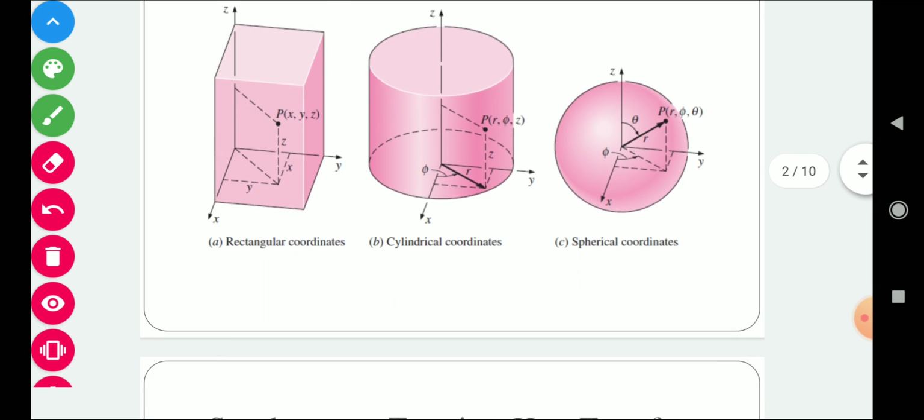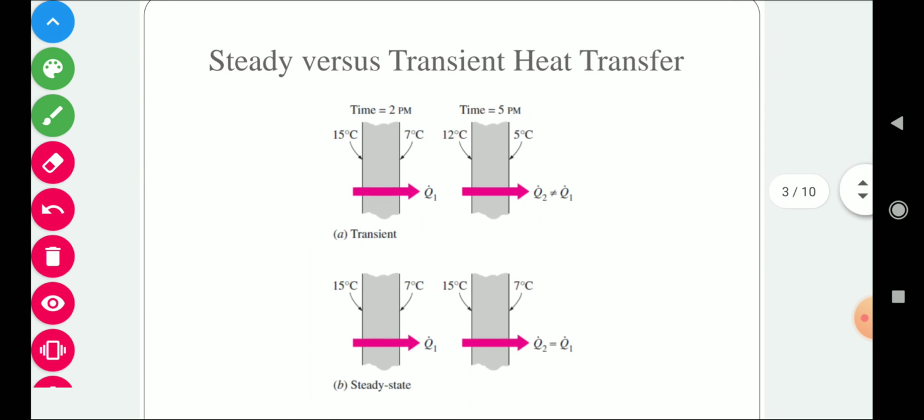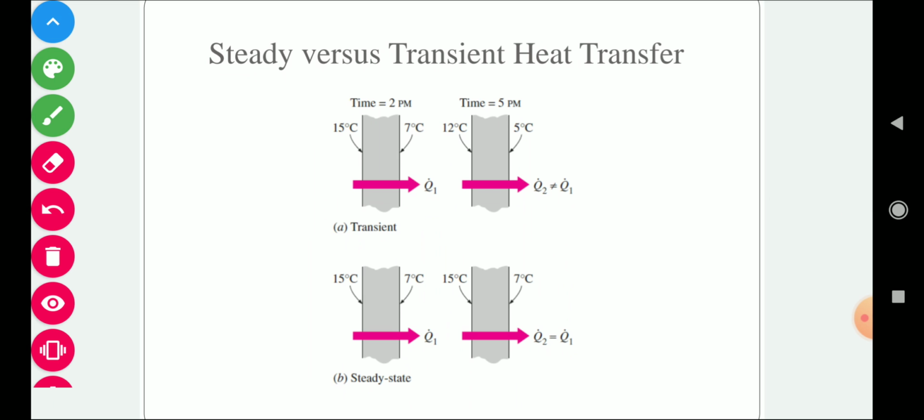The second thing is the steady and unsteady state condition. Steady state condition means there is no variation in temperature with respect to time at a particular position. There can be variation with respect to position, but there is no change in temperature with respect to time. As you can see in this example, the inside wall temperature is maintained at 50 degrees centigrade, and the outside wall temperature is maintained at 70 degrees centigrade.